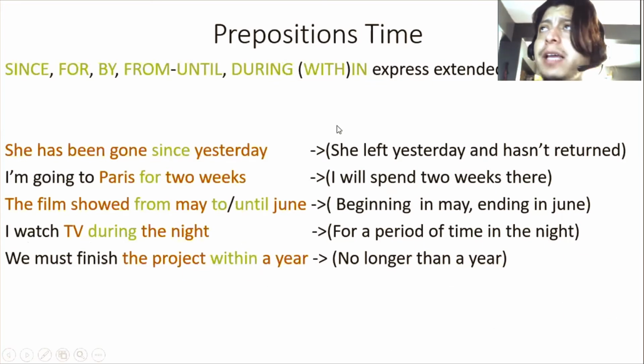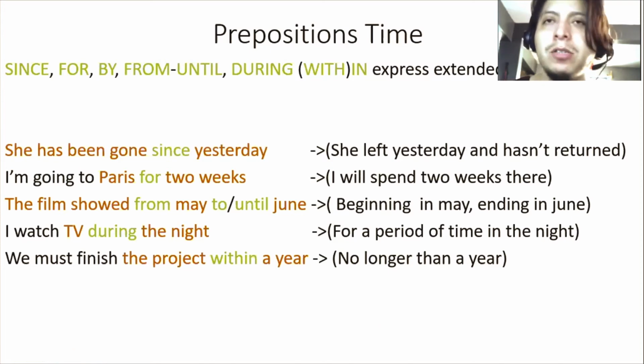And also within can be used for no longer than, like when you put a limit. Yeah, we must finish the project within a year. So in no more than a year. We have today, I don't know, right now it is July. So we have to finish within a year. We have to finish at the maximum next July. That's the limit. No more than next July, okay?